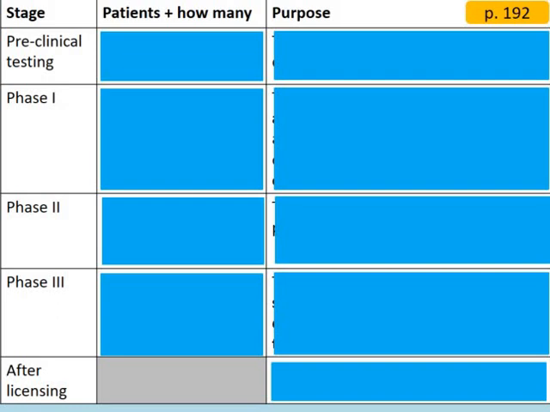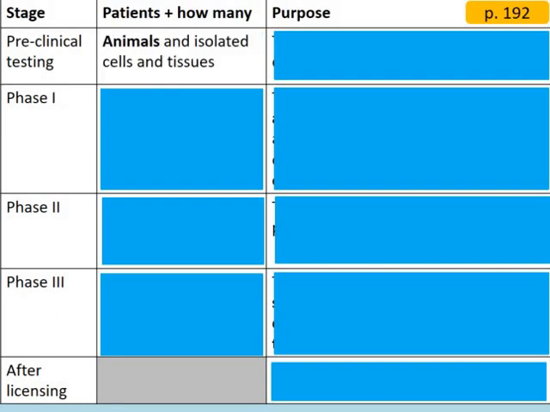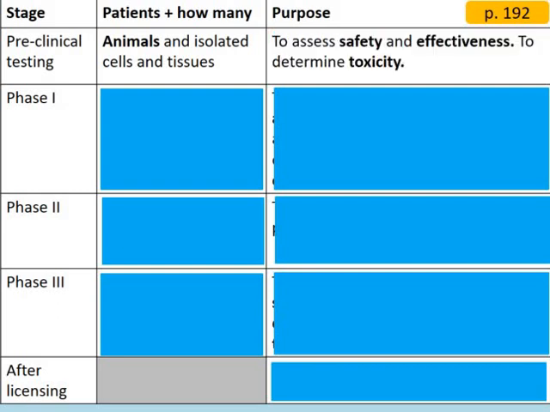Now, preclinical testing is using animals and isolated cells and tissues, think petri dish cells, in order to find out if there is an effect. We're using more simple life forms here because we want to assess safety and effectiveness, and we need to work out how toxic this component could be.